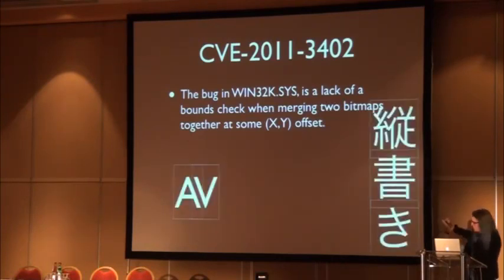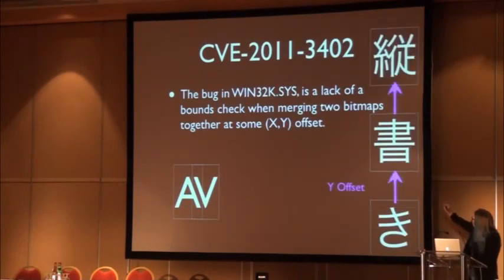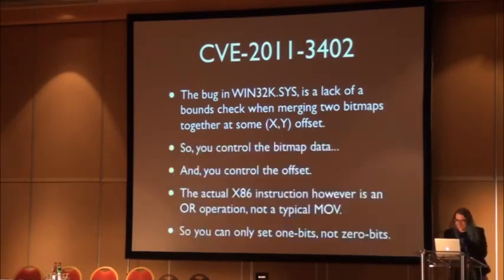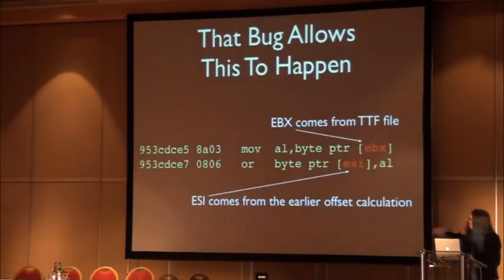When you do this, it didn't actually check that the Y offset wasn't way past the end of the buffer, and so you could basically write a bitmap on top of something else in the kernel. But since it's doing a bitmap merging operation, you can only add bits. You can't remove them. So you can set bits to 1, but you can't set bits to 0. So the question is, what would be the best bits in the kernel to overwrite with ones in order to make an exploit? Well, here's the exploit rather.